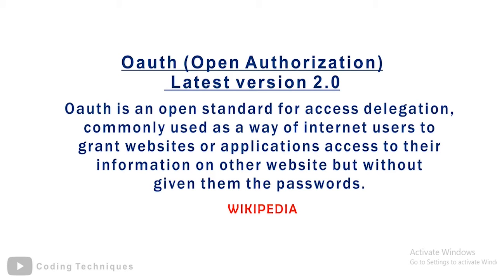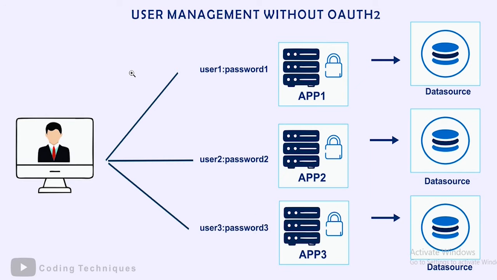So let's see how OAuth2 works. First, let's consider user management without OAuth2. As you see, we have the user, and the user has 3 apps which he uses. In an organization where you use 3 apps and you have to log into each app with a different username and password, sometimes it may be challenging to know all these passwords. Sometimes you may forget.